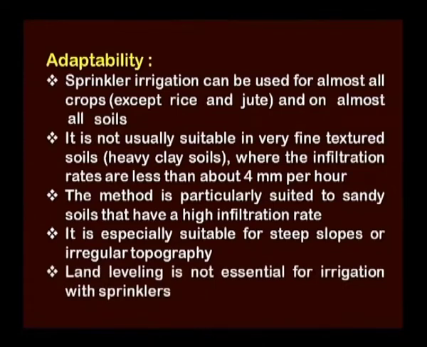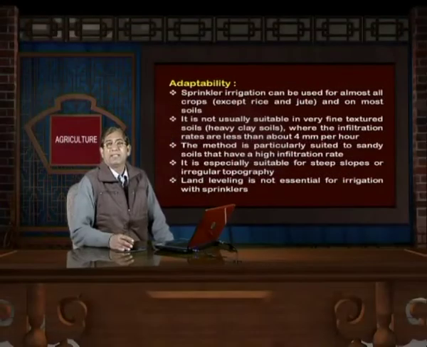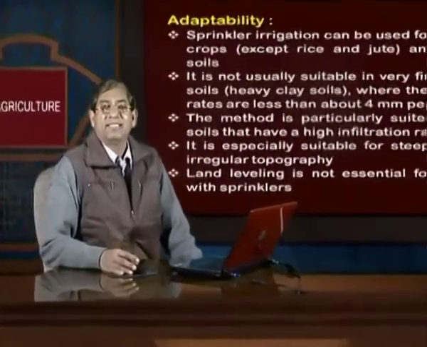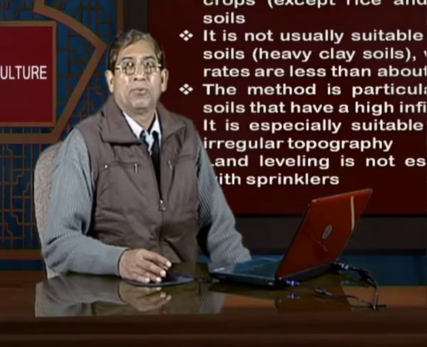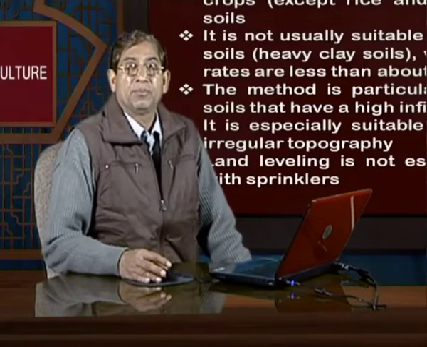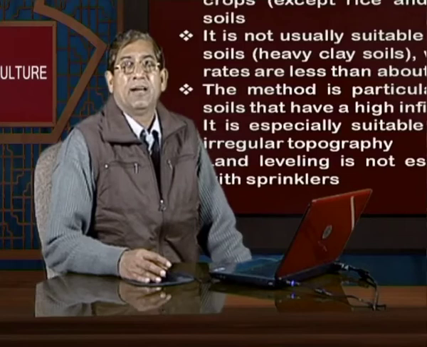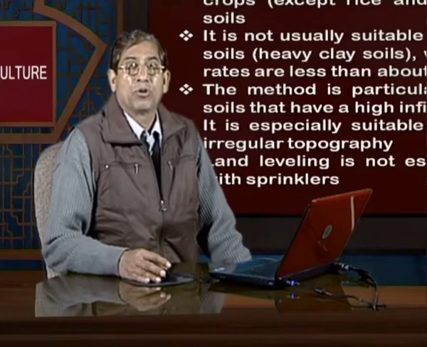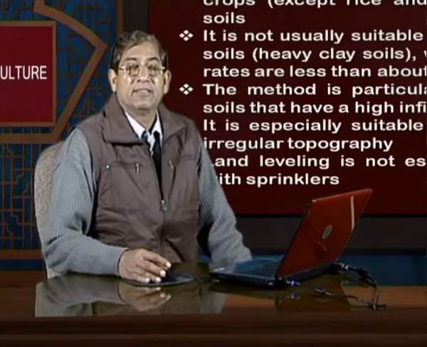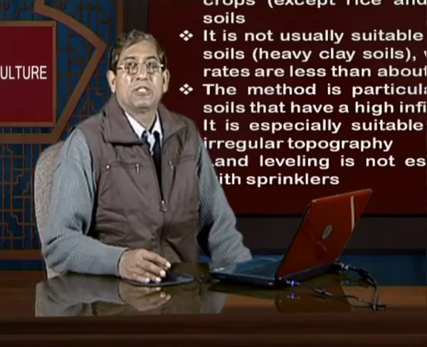Land leveling is not essential for irrigation with sprinklers, and particularly in western Rajasthan where land is undulated, under those conditions sprinkler irrigation is the boon for the farmers. Moreover, the infiltration rate in the soils of western Rajasthan is quite high. Under these conditions, surface methods of irrigation are not as successful as sprinkler irrigation. Moreover, land leveling is required, that is too expensive, and therefore sprinkler irrigation serves the purpose for irrigating the crops.